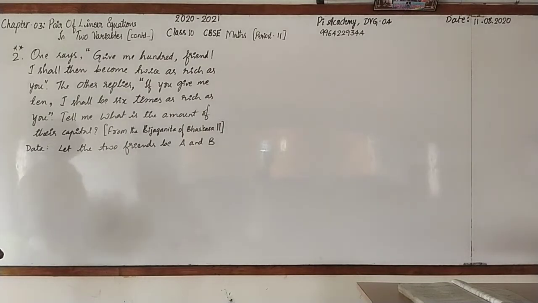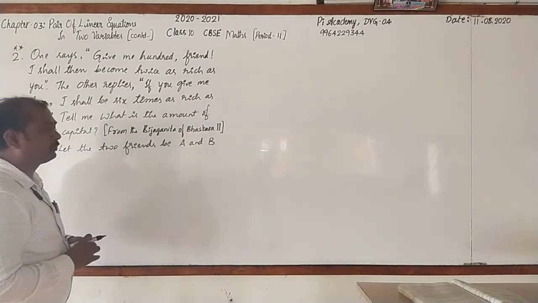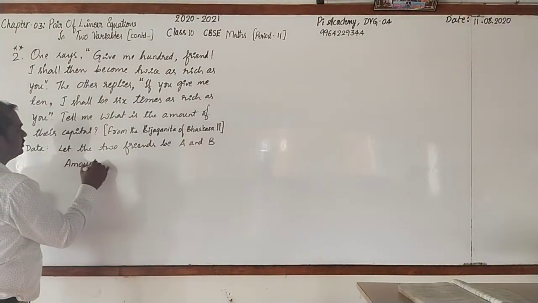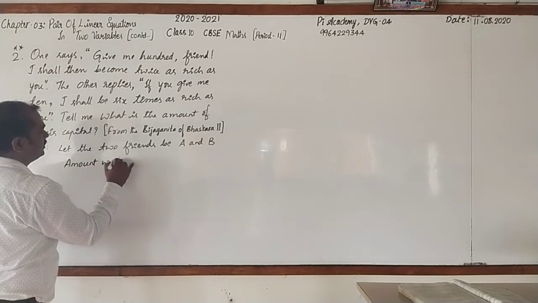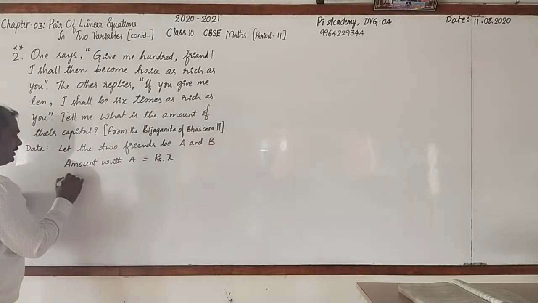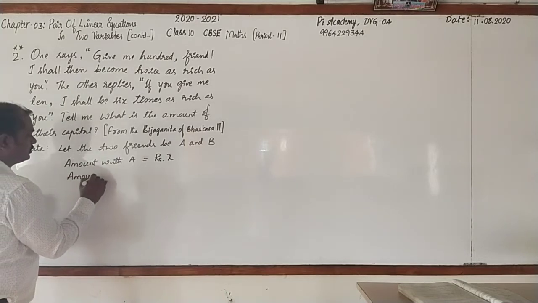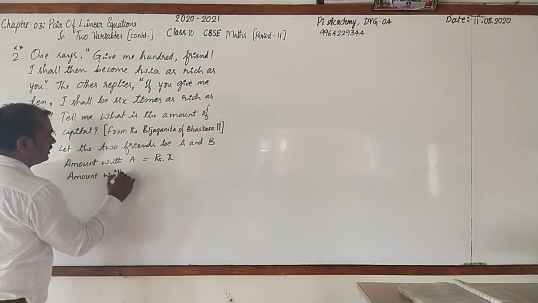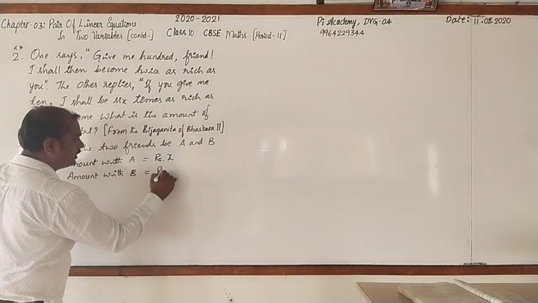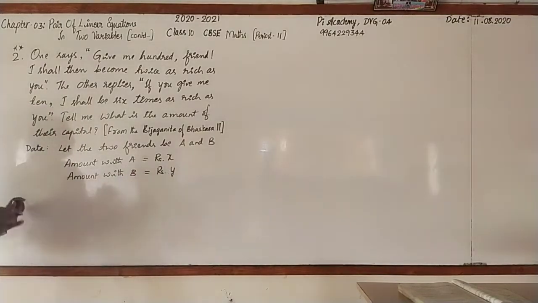What is the amount with A? We do not know. You may call that rupees X. Here I write: capital amount with A, call it rupees X. Similarly, capital amount with the second friend, that is B, it is rupees Y. Here, rupees X and Y.